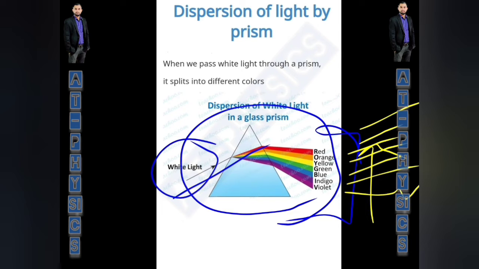It is in increasing order of wavelength. So it is in decreasing order of what? Frequency. When it is in increasing order of wavelength, it is the same as decreasing order of frequency.